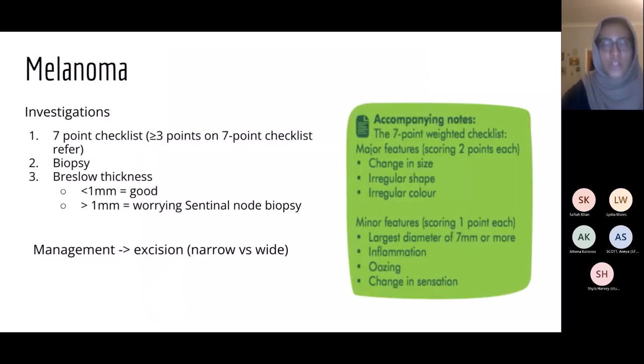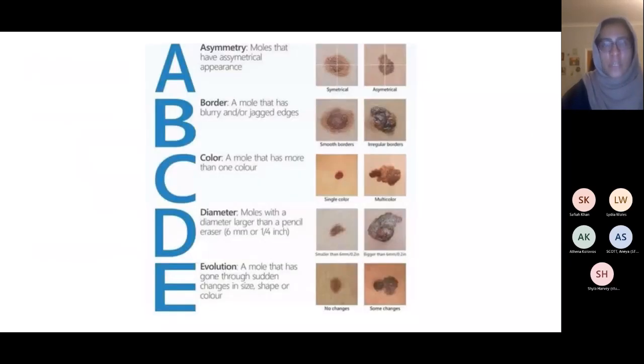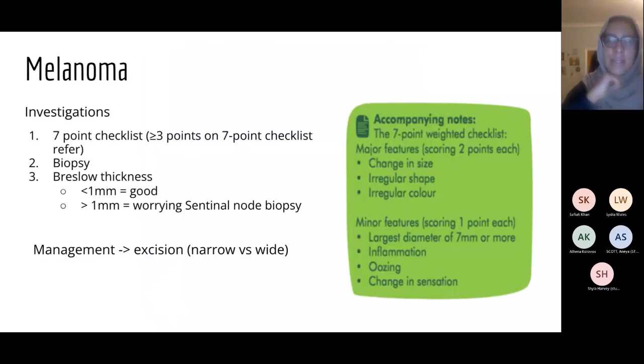Why it's also important to mention things around asymmetry, color, border, and things like that is that it's used in this 7-point checklist. So the 7-point checklist, you can kind of use it as a referral guideline of when you need to 2-week wait pathway someone.